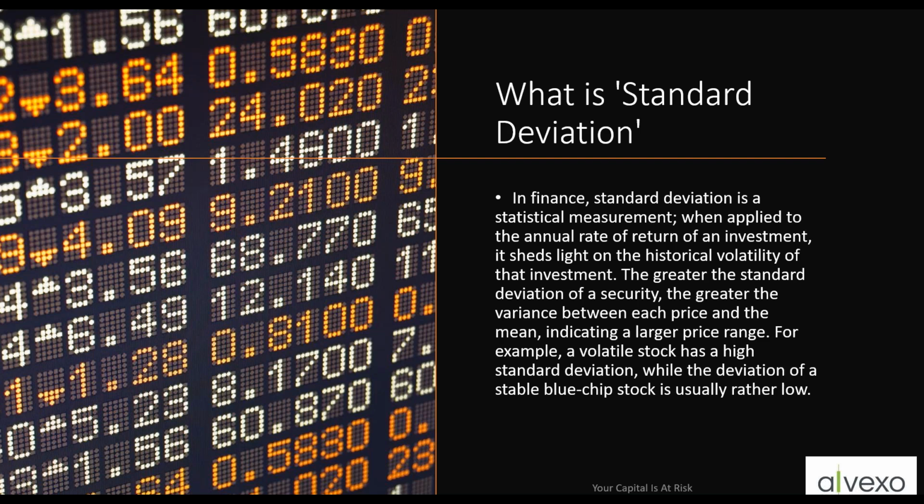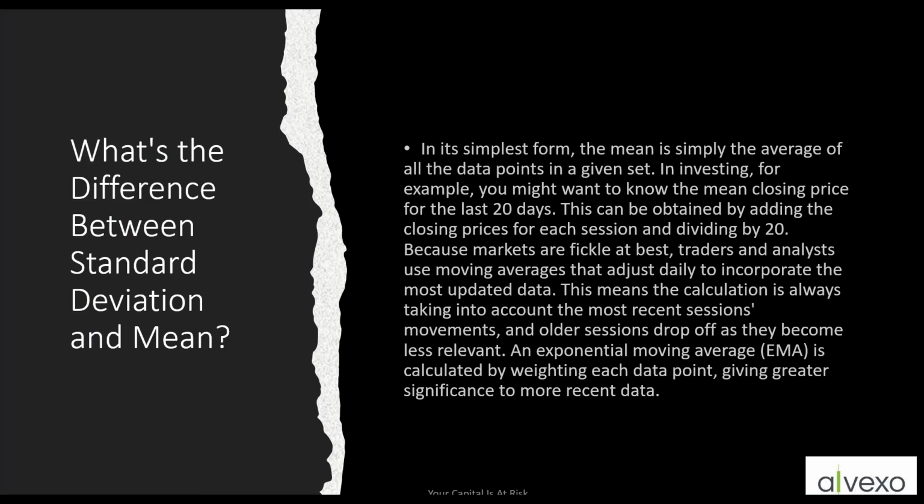So in finance, standard deviation is a statistical measure. When applied to the investment, it sheds light on the historical volatility. In its simplest form, the mean is simply the average of all data points in a given set. In investing, for example, you might want to know what the mean closing price for the last 20 days is. It's a 20-day moving average. And this can be obtained by adding the closing price of each session and dividing by 20.